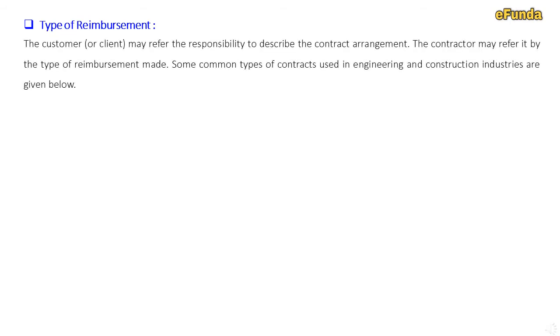Type of reimbursement. The customer or client may refer to the responsibility to describe the contract arrangement between the client and the contractor. The contractor may refer to it by type of reimbursement made. Some common types of contracts we are going to see today, which are used in engineering and construction industries, are described below. First type is a lump sum contract.